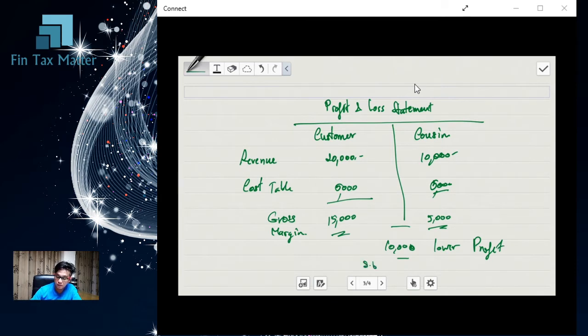Under Section 65 bis number 4, we have to prove whether the 10,000 baht is charged lower than the 20,000 baht with reasonable explanation or not. If we cannot prove it, the 10,000 baht difference should be adjusted to make the profit in both cases equal at 15,000. Okay, this is the meaning of Section 65 bis number 4.